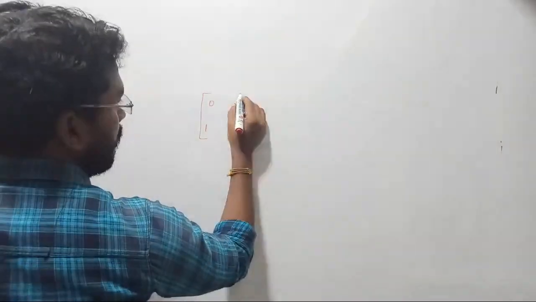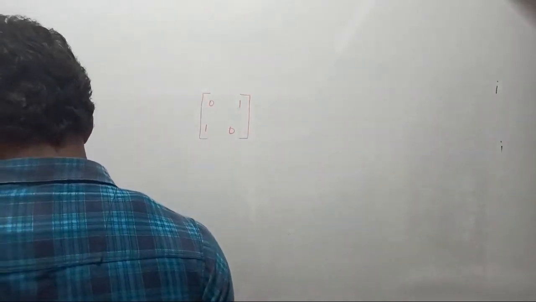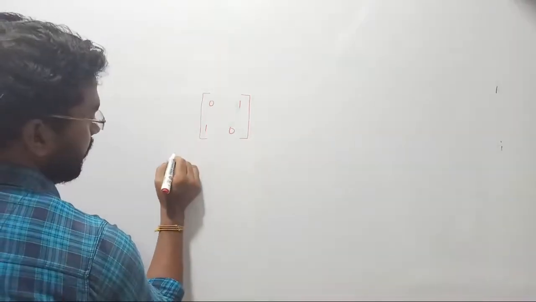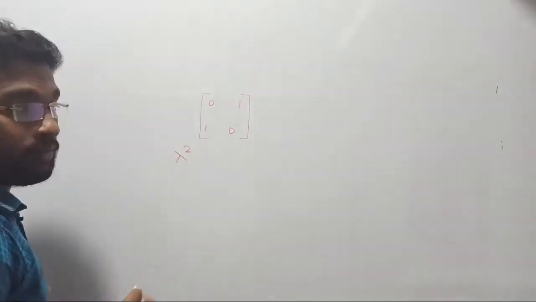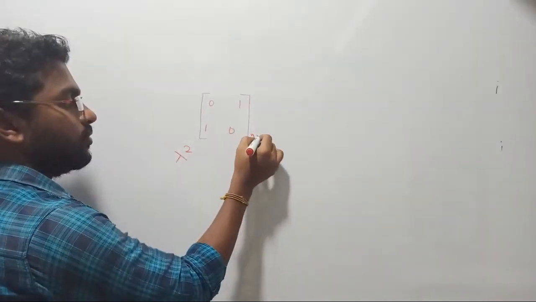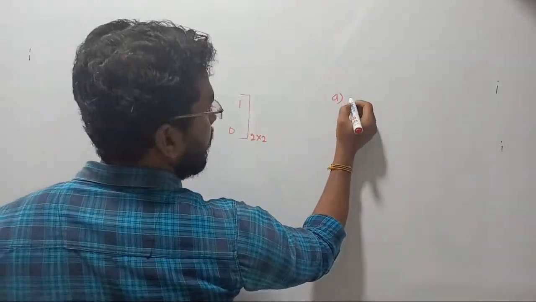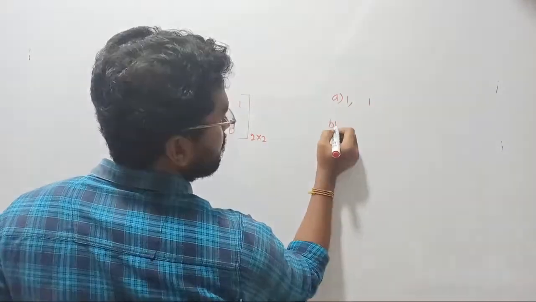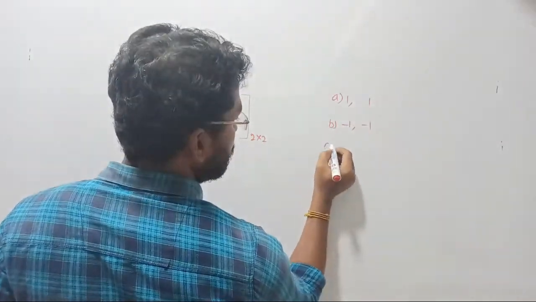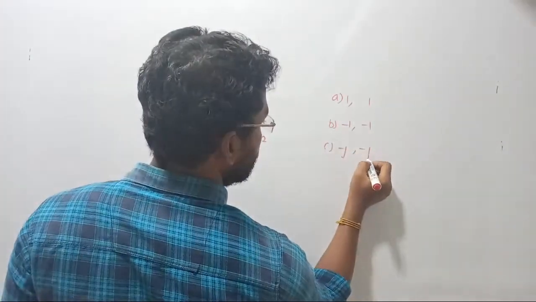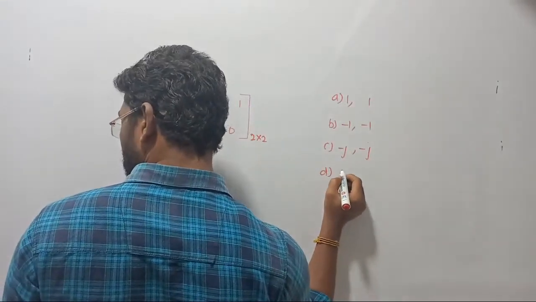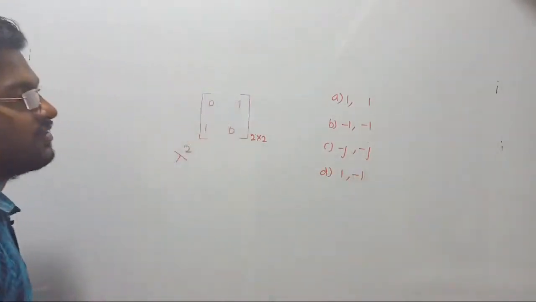Anyway, the next question is eigenvalues of the matrix 0, 1, 1, 0, I think, right? Yeah, 0, 1, 1, 0. That is the question, right? What is the eigenvalue of this matrix? So let's figure out the answer. That is lambda square, since it is given as a 2 cross 2 matrix. Anyway, they have given the options. You please try it by yourself. Let me write down the answer options first. Yeah, that is given, right?